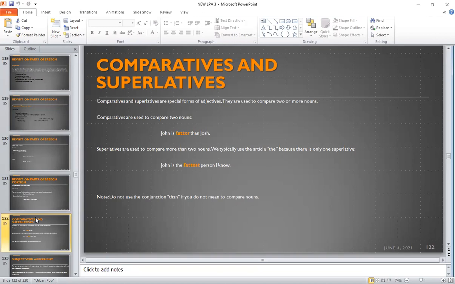We typically use the article the because there is only one superlative. John is the fattest person I know. So see the difference? Note, do not use the conjunction than if you do not mean to compare nouns. Sometimes you also use, see how it would sound: John is the fattest than Josh. So it doesn't sound nice. John is the fattest person I know. So if you're comparing, then you can put than.